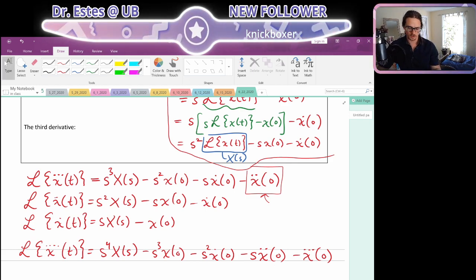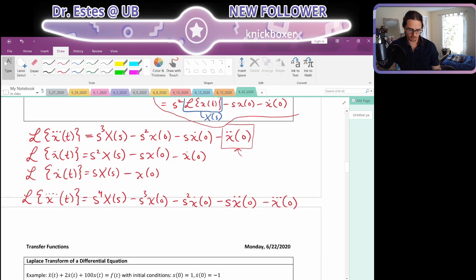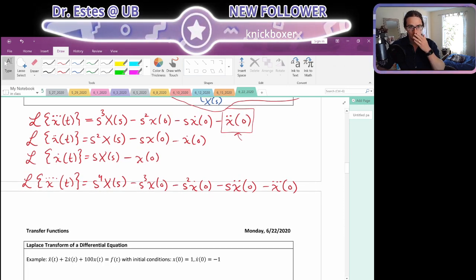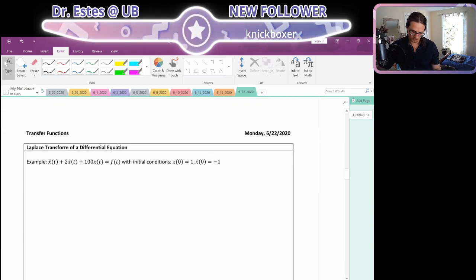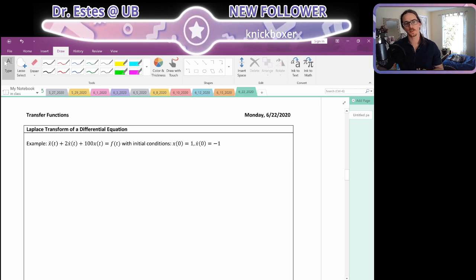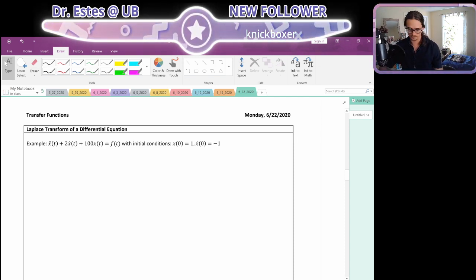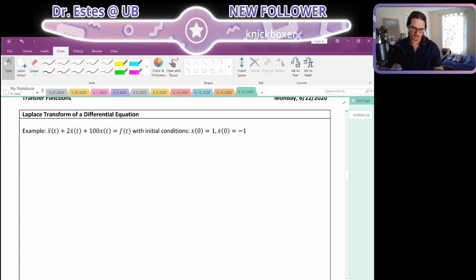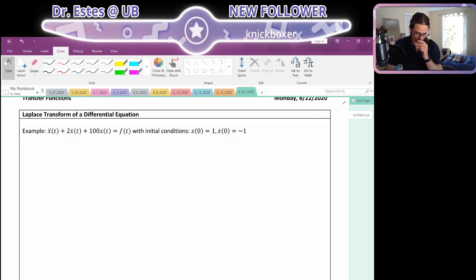Okay. Let's do an example. So we're going to take the Laplace transform of a differential equation. And once we do this, we're going to be very close to the idea of a transfer function. So we're almost there. Okay. Let's do this example.